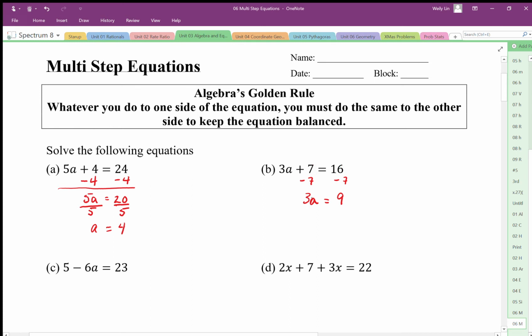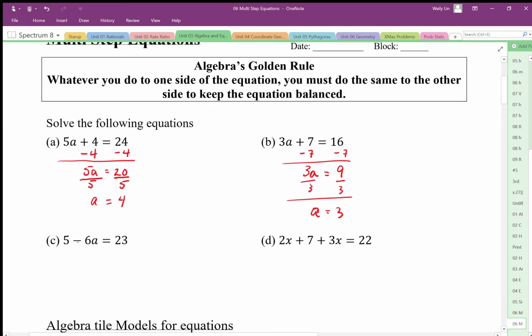So I need to then undo the times 3 with the divide 3. There's my opposite. There's my balance. And I end up with a is equal to 3. Here I'm going to undo the plus 5 with a minus 5. Minus 5. I'm left with, remember, this minus goes with the 6, not with the 5. So I end up with negative 6a equals positive 18.